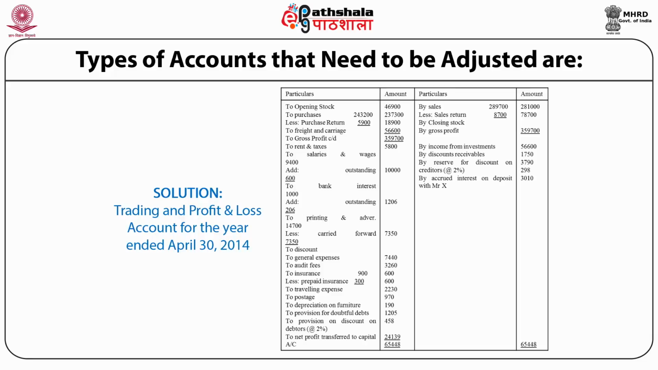Further, reserve for discount on creditors is shown on the credit side. Accrued interest is shown on the credit side. So all this shows that adjustments play an important role while preparing the financial statements or trading and profit and loss account.